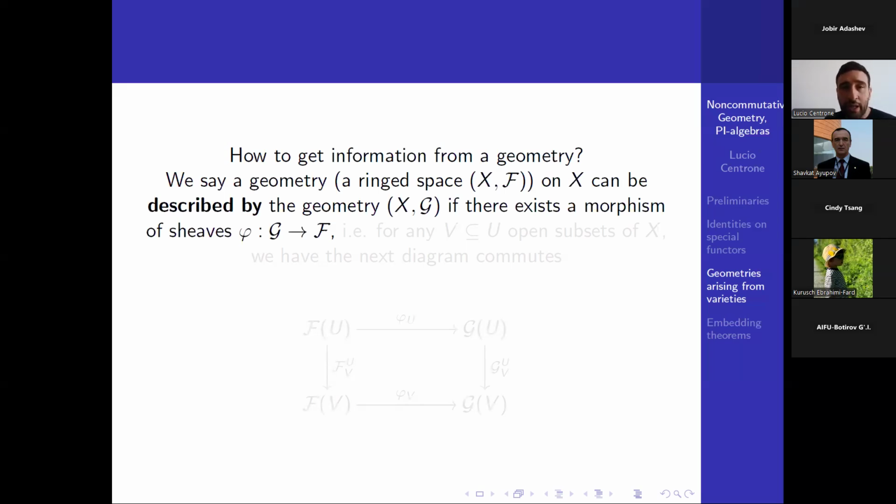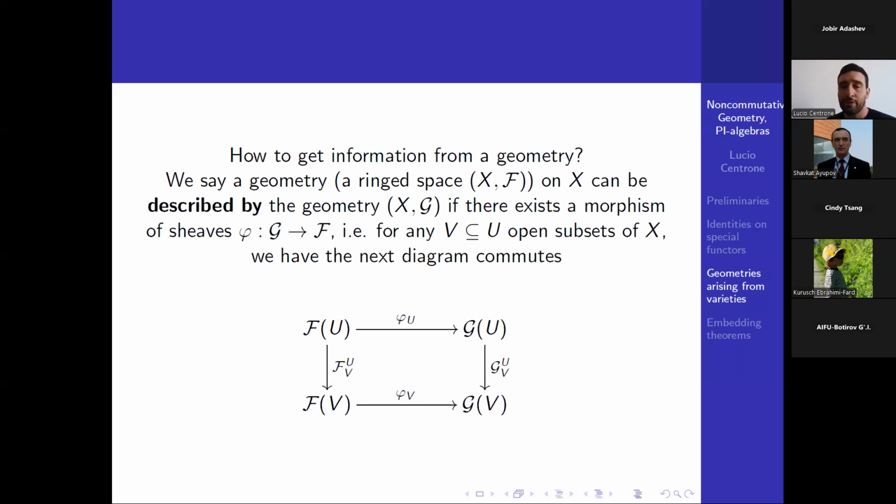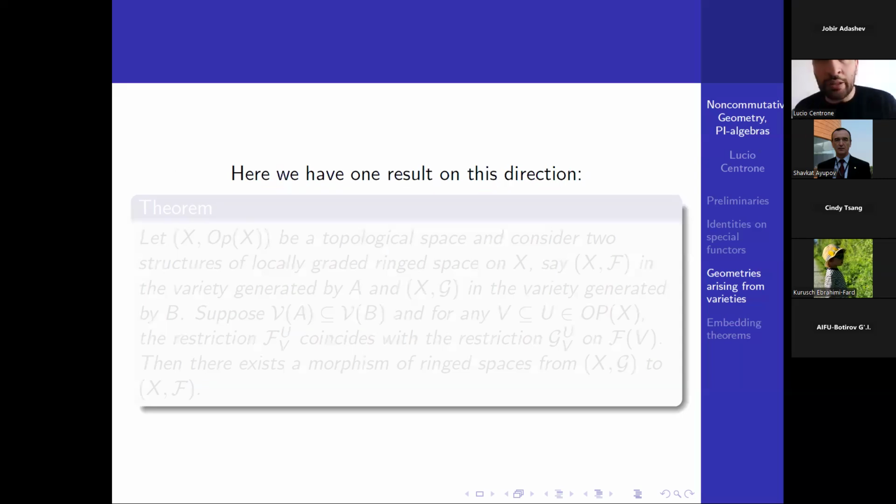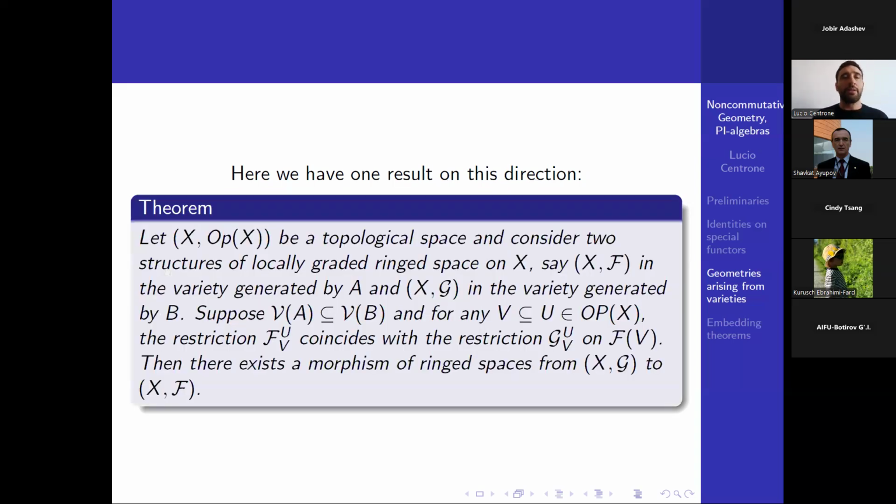Okay, a geometry can be described by geometry XG if there exists a morphism between two sheaves. What is a morphism between two sheaves? You take an inclusion of open subsets, and the diagram commutes. It is more or less a natural definition. So we have this result in this direction. This is exactly the generalization of passing from supergeometry to classical algebraic geometry. And this is the next one.